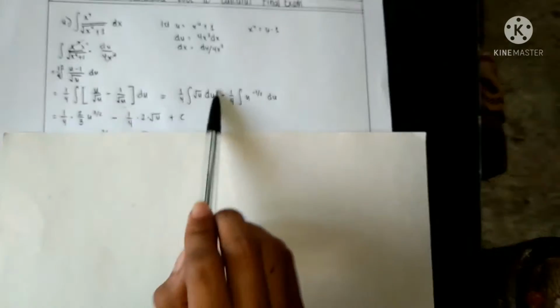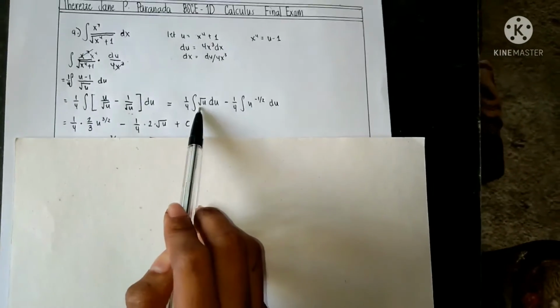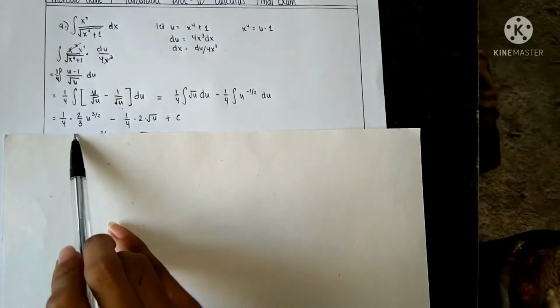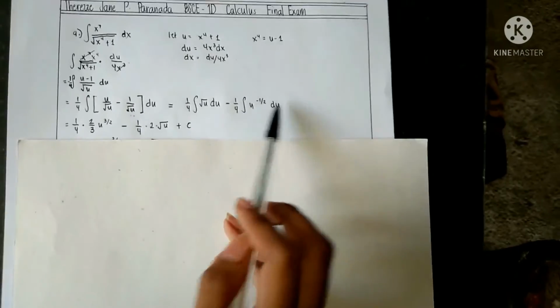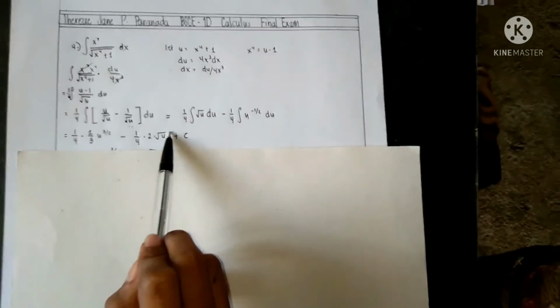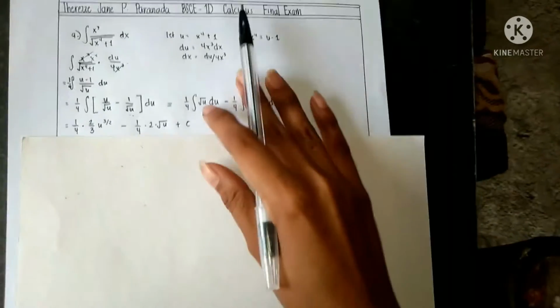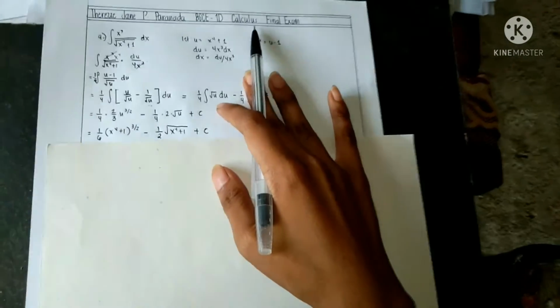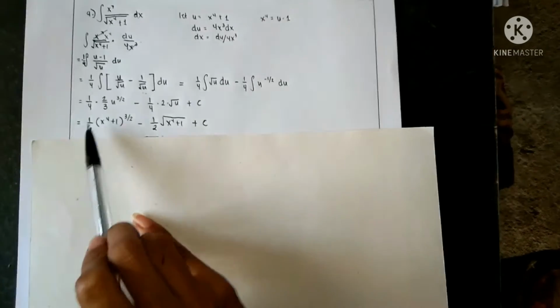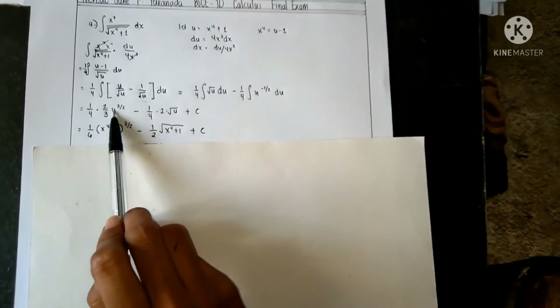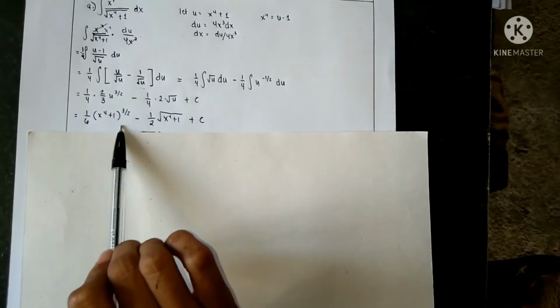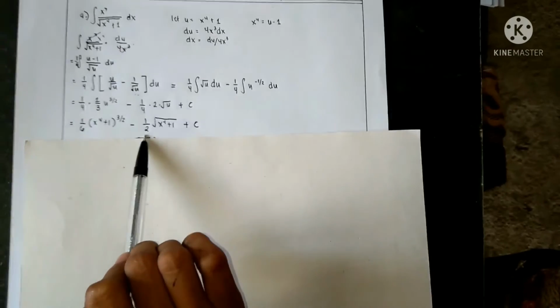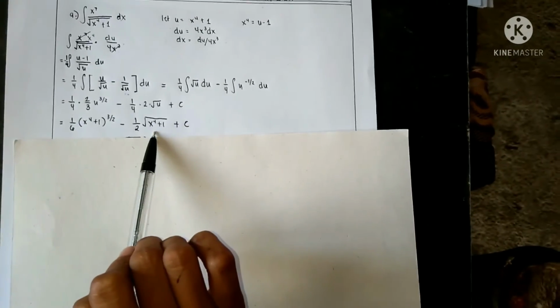So let's integrate 1/4 times the integral of the square root of u du, which is 2/3 u raised to 3/2, minus 1/4 the integral of u raised to negative 1/2 du, which is equal to 2 times the square root of u, plus the arbitrary constant. Next is to multiply. So it will become 1 over 6 u. Plug in the value of our u, which is x raised to 4 plus 1, then 3/2 minus 1/2. Plug in the value of our u, which is x raised to 4 plus 1, plus c.